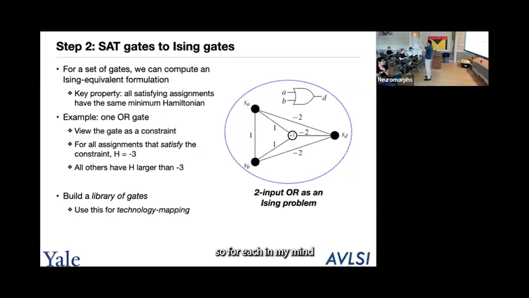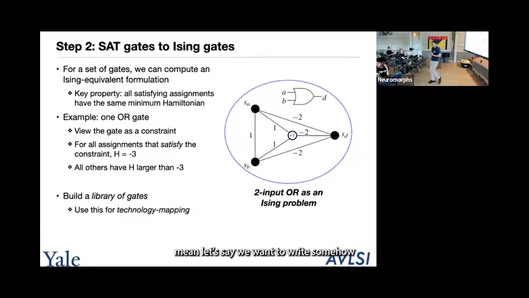So for each gate in my logic synthesis output, now I know what the minimum Hamiltonian value is. So one of the cool side effects of this mapping is I know, in a minimum energy solution, what the Hamiltonian value is. So I can see how I'm doing. So I've constructed an Ising problem that is NP-hard, where I know the answer, which is pretty nice.